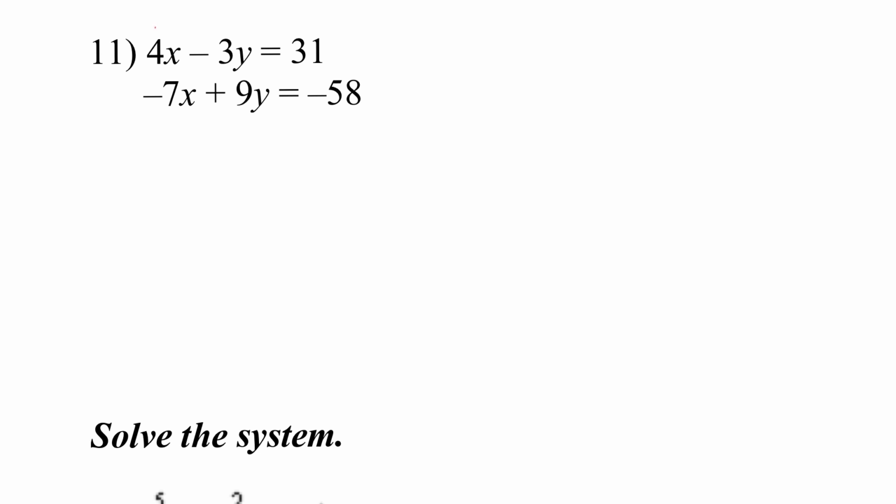So the top equation, you multiply everything by 3. So let's go ahead and distribute. So the top equation, 3 times 4x, that's 12x. 3 times negative 3y, that's minus 9y. And 3 times 31, that's going to be 93. So that's only the top equation. The bottom stays the same. Negative 7x plus 9y equals negative 58.